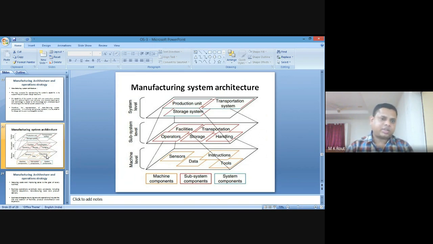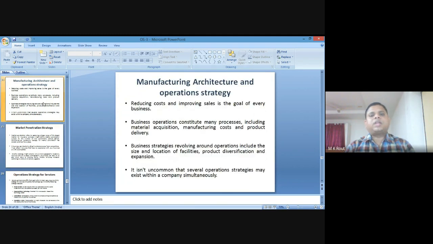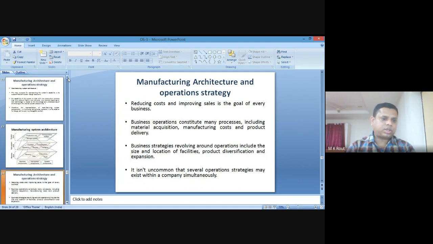According to this architecture, you can face any kind of challenges or opportunities arising from the customer's point of view. Moving to the next part. So in system architecture and operation strategy, these are the most important things whenever the operation strategy is composed with manufacturing system architectures at different levels, whether system level, subsystem level, or machining level. In that case, the most important parameter is to reduce the cost and improve sales, which is the goal of every business.